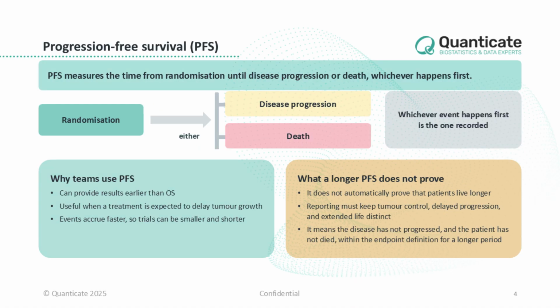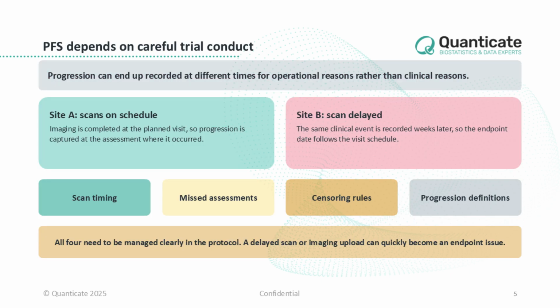Progression-free survival, or PFS, measures the time from randomization until disease progression or death, whichever happens first. It can provide results earlier than OS and may be useful when a treatment is expected to delay tumor growth. PFS depends on careful trial conduct. If scans are delayed at one site but completed on schedule at another, progression may be recorded at different times for operational reasons rather than clinical reasons.